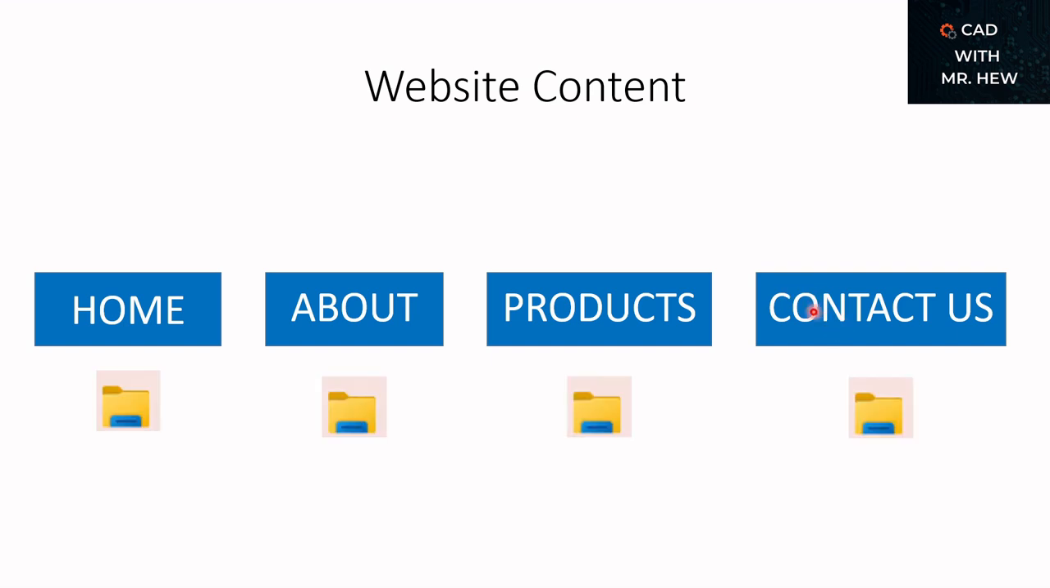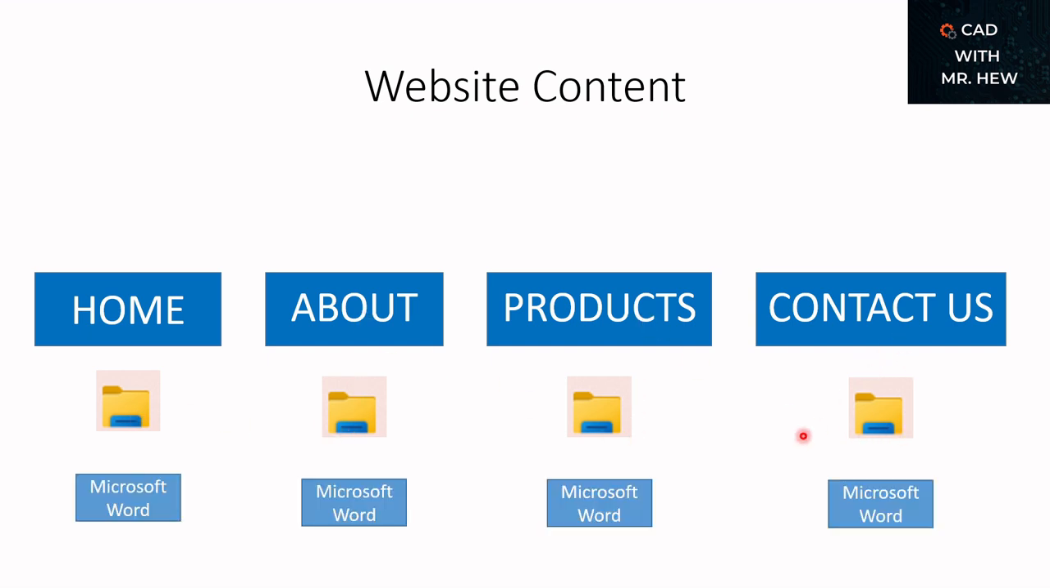Now, to save the information, we will create 4 folders: one for the home, one for the about, one for the products, and one for contact us. Then we will use Microsoft Word to create and save the website content for each of the 4 pages shown here. Then we will save this information and the photos in the folder. Okay?